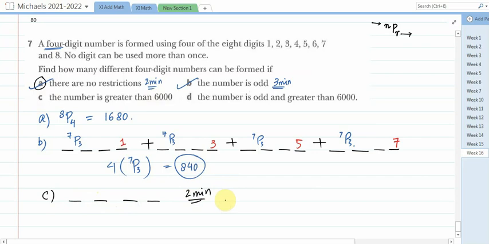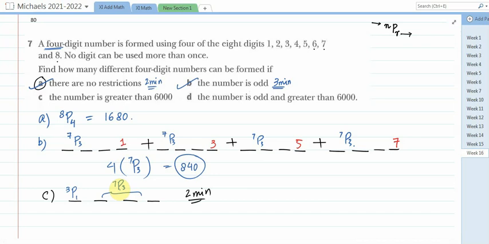Alright, so if you have a number that is greater than 6,000, that means the first digit can be either 6, 7 or 8. So for the first place, you have 3P1, because there are 3 numbers and you can select any one of them: either 6, 7 or 8. What about the rest of the digits? It's 7P3, because the leftover numbers are 7, and you can pick any from those 7 numbers. So the final answer will be 7P3, which is 210, times 3P1.